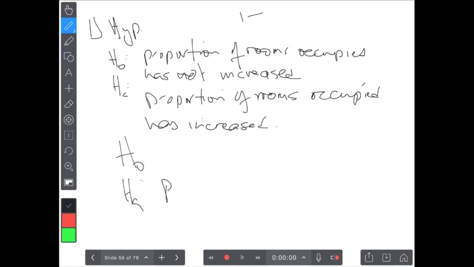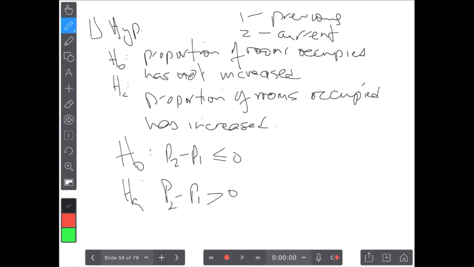1 previous, 2 current. So in that case, I'm looking at P2 minus P1 is greater than 0, and P2 minus P1 is less than or equal to 0. If it has not improved or increased, then that's what it should be. Okay? So that's the very first step.